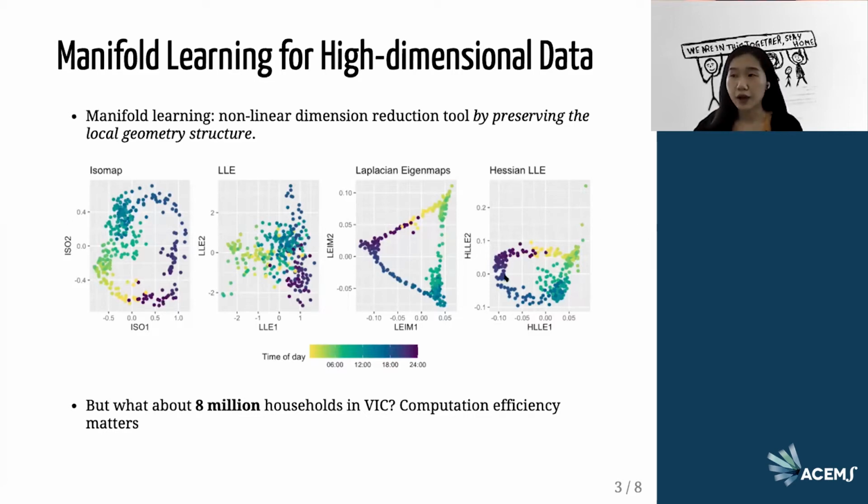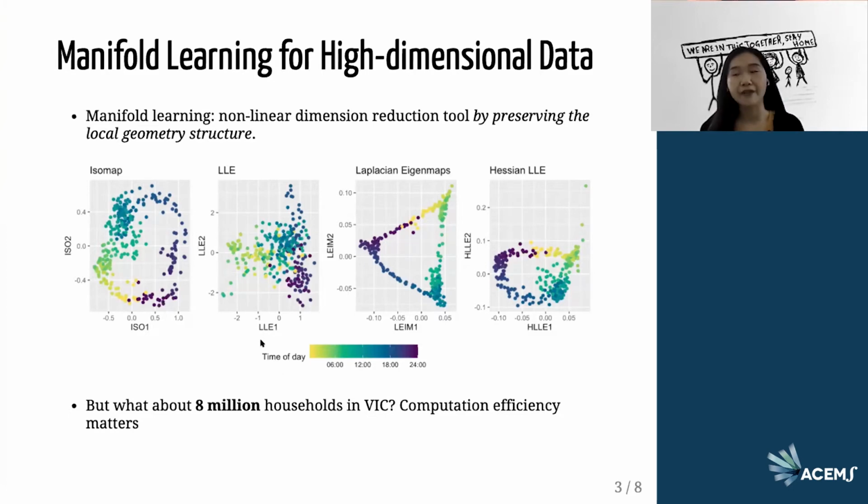There are 4 manifold learning methods shown here. These are 2D embedding plots from these methods: Isomap, LLE, Laplacian eigenmaps, and Hessian LLE. I have colored by the time of day here, and you can notice that similar colors are clustered together, which means the 2D embedding can show some time of day patterns.